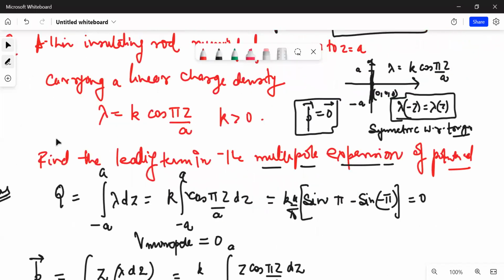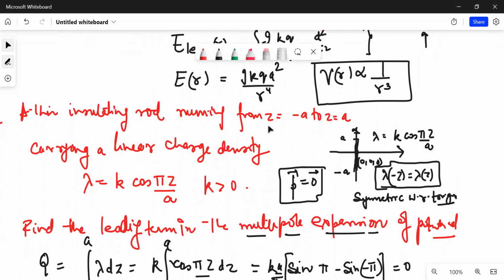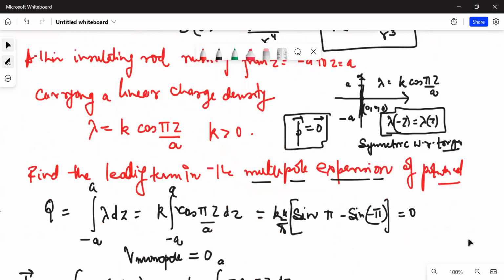The question that I asked was: a thin insulating rod is running from Z equal to minus A to Z equal to plus A, carrying a linear charge density lambda equal to K cos(pi Z upon A), where K is greater than 0. It was asked, what is the leading term in the multipole expansion of the potential? So step by step, I'm doing it.